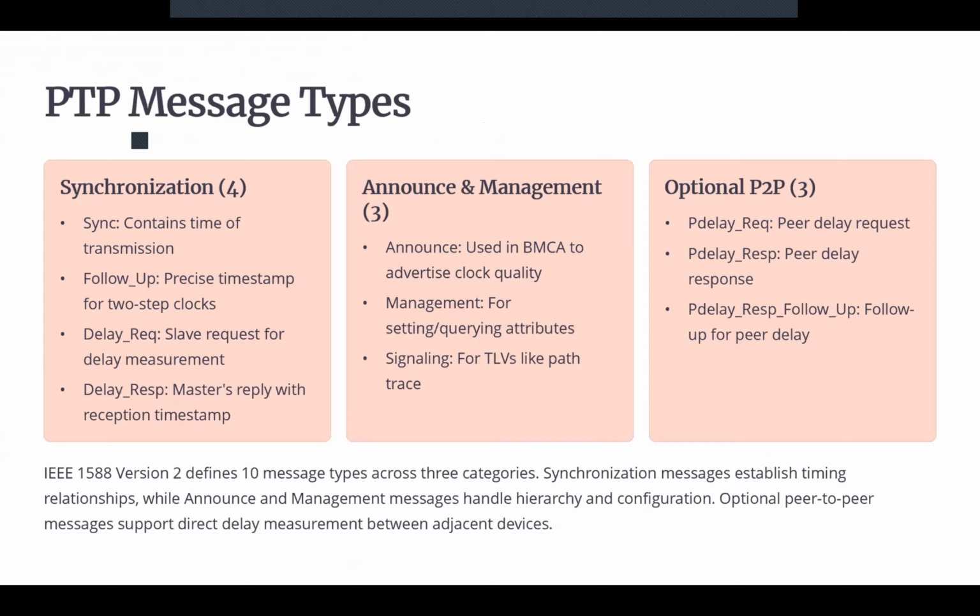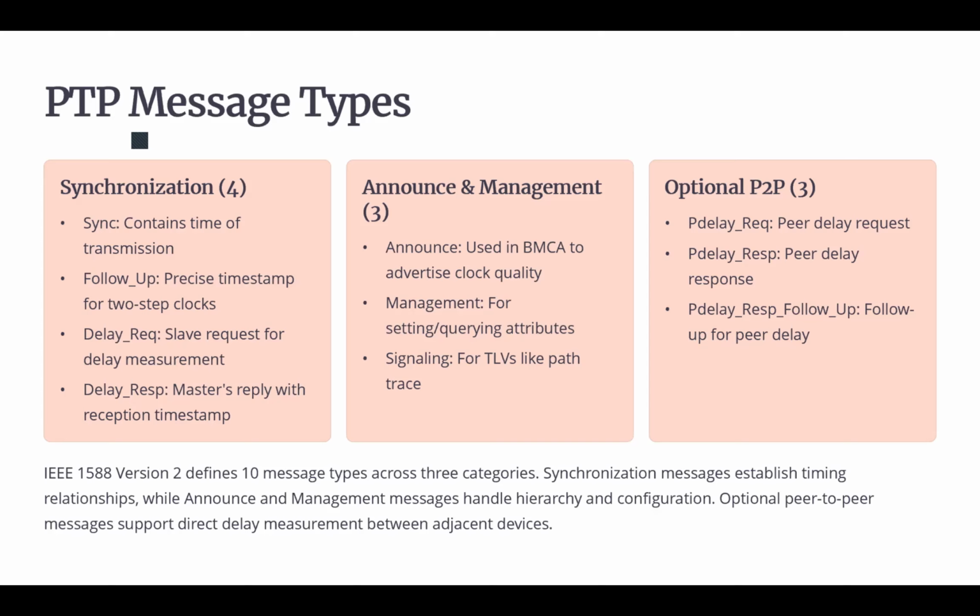Now, we talked about the components and the architecture, and we said this synchronization happens by sending synchronization messages, delay requests, delay responses, or follow-up messages. We already mentioned those in our previous slides, but let's talk about the types of messages that we have in our PTP system. We have three categories: synchronization, announcement and management, and optional P2P, peer-to-peer. When we talk about the synchronization messages, we have four different types of messages.